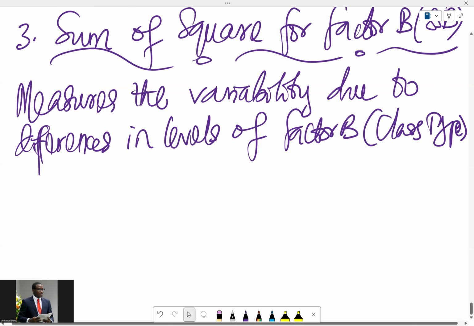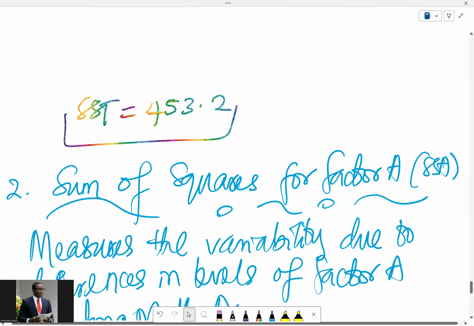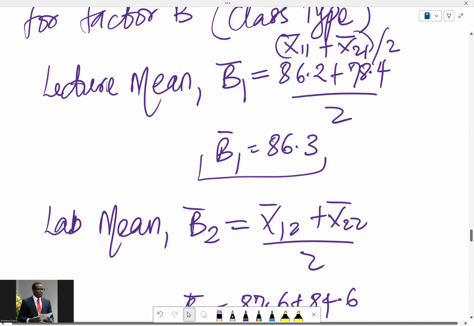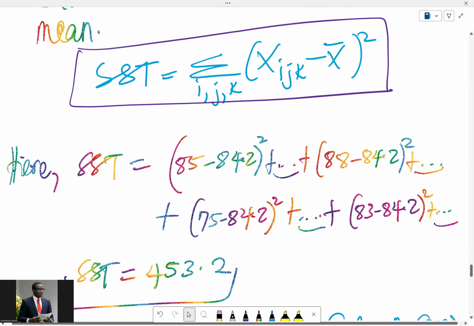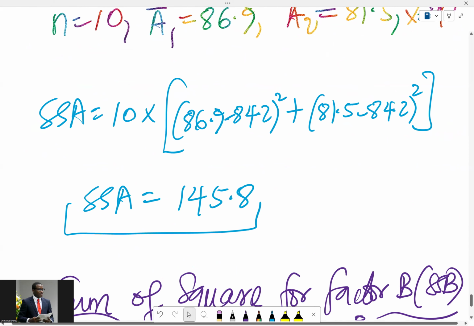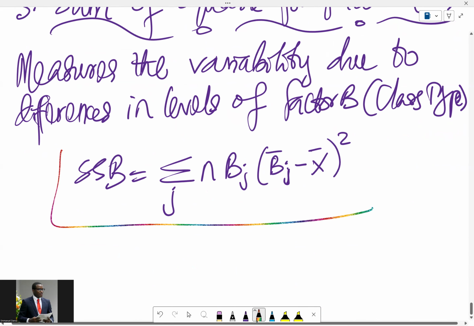The formula is something like this. SSB is the summation over j of n_Bj times (B_j bar minus X bar) all squared. We had B1 bar and B2 bar, 86.3 and 86.1. So that's the formula right here.